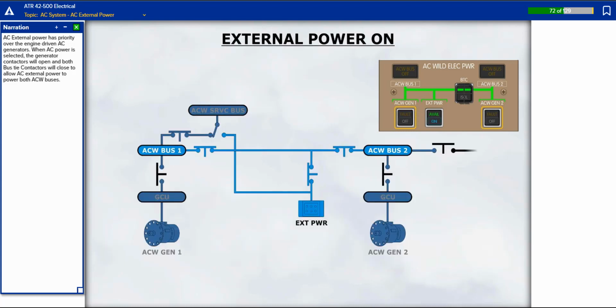AC external power has priority over the engine-driven AC generators. When AC external power is selected, the generator contactors will open and both bus tie contactors will close to allow AC external power to power both AC wild buses.